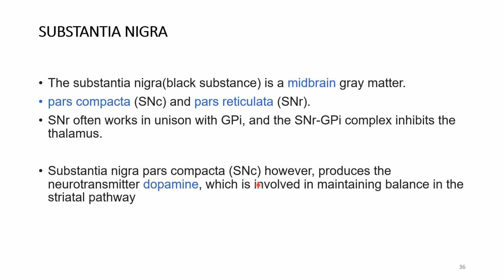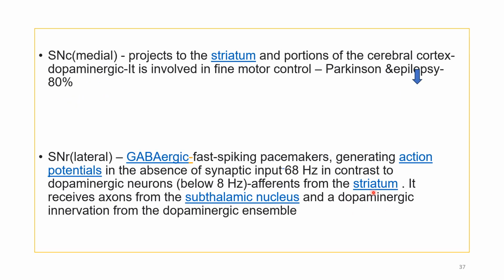Substantia nigra pars compacta, however, produces dopamine as a neurotransmitter, which is involved in the balance of the striatal pathway. You have already seen. This substantia nigra pars compacta projects to the striatum and portions of the cerebral cortex, and it releases dopamine, which is involved in fine motor control. Damage to this will cause Parkinson disease and epilepsy. So in epilepsy, there will be a decrease of this pathway by 80%.